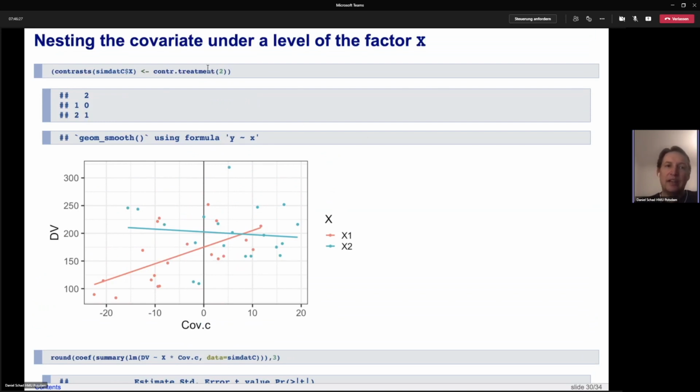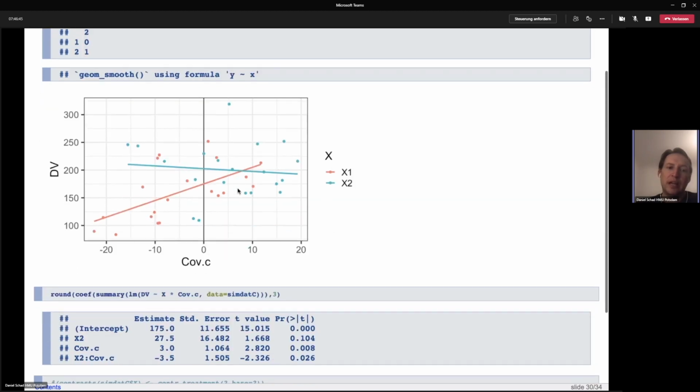What you can also do, you can nest the effect of the slope under one level of the factor. So what happens if we assume the factor X has a treatment contrast? So condition 1, x1, is coded as 0 and 2 is coded as 1. If we now run this with a centered covariate, we can see that the effect of the covariate has changed. So x2 is again this 27 that we saw before. The interaction is unchanged. But what is new is that the covariate now has a slope of +3.